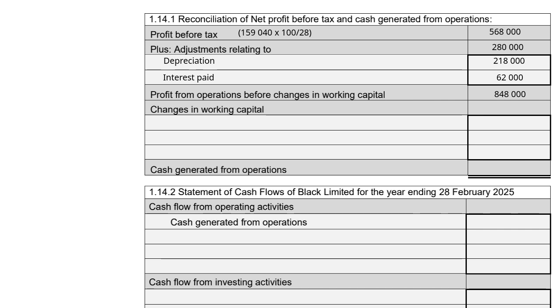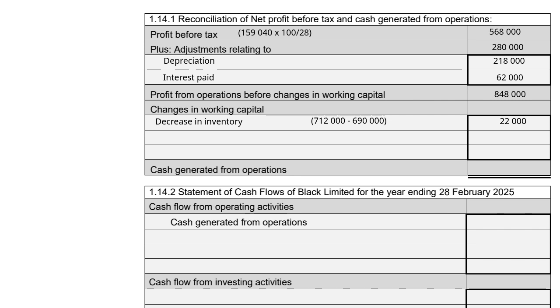Changes in working capital, we start with our inventory. If we go back to information 2, the inventory in 2024 was 712,000, and in 2025, 690,000. So there's a decrease in inventory. 712,000 minus 690,000 is 22,000. Out of brackets, as it's an inflow in cash.